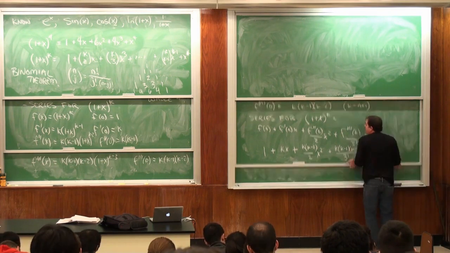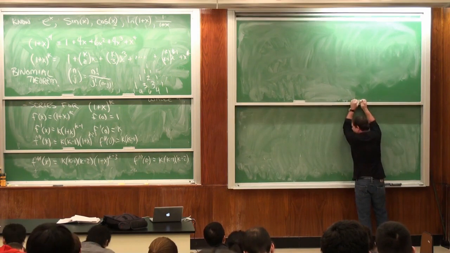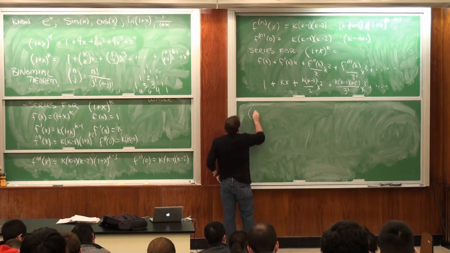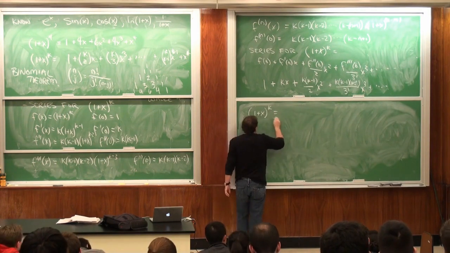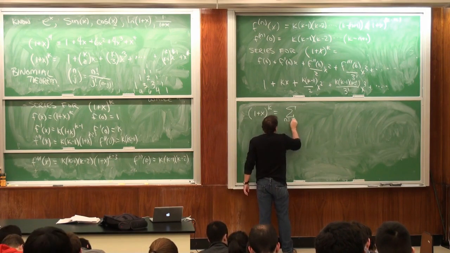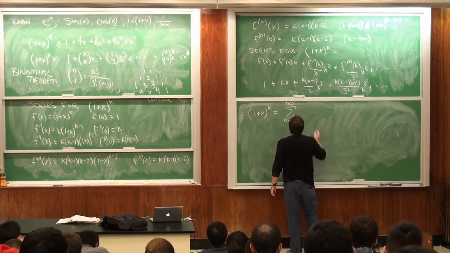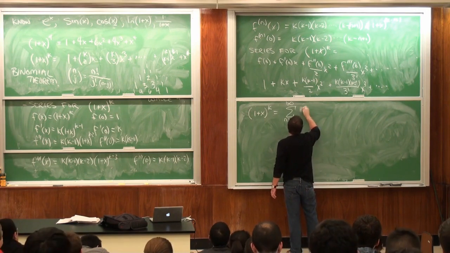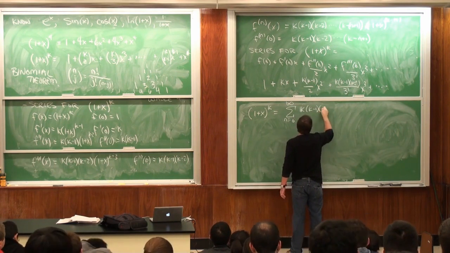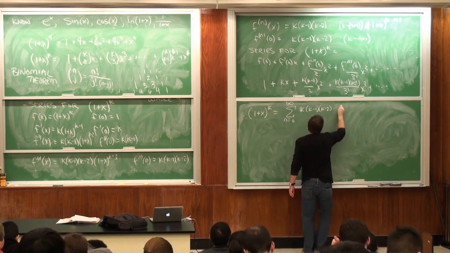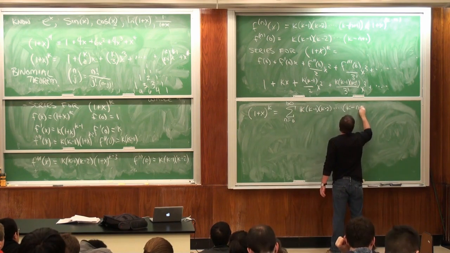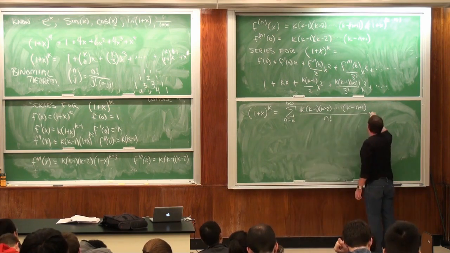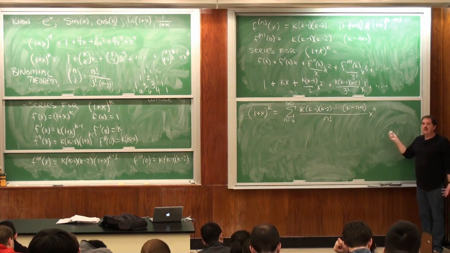We want to write this in summation notation. So we have (1 + x)^k, we start at 0, we go as long as we need to: k, k minus 1, k minus 2, keep going, stop just before k minus n, divide by n factorial, and multiply by x to the n. So that's sort of a mouthful.